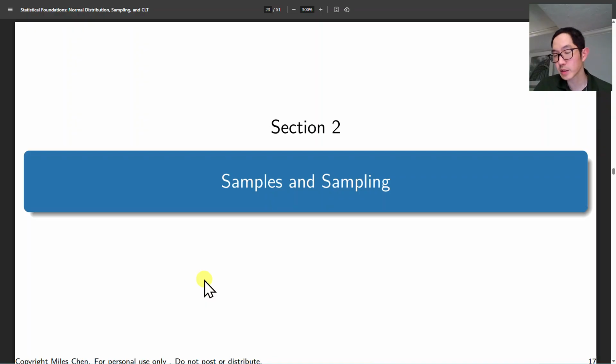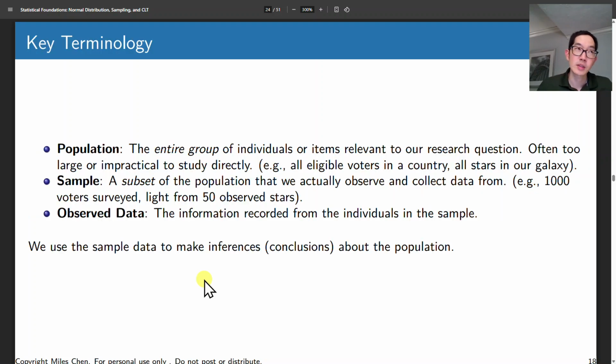All right, let's talk about samples and sampling. This is how we select observations from the population. Whatever research question we have, the population is going to be everybody, the entire group of all the individuals or items that are relevant to that research question. The issue is that our population is going to be too big for us to study directly. There's just going to be too many people.